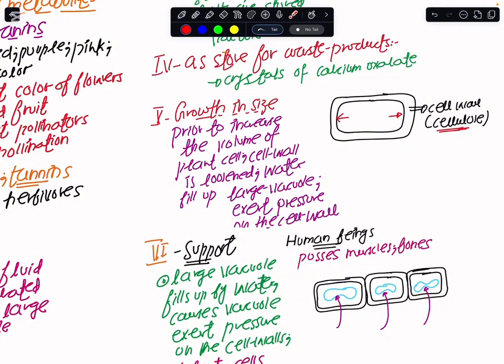So when the cell wall, which is made up of cellulose, loosens up, water would enter into the large vacuole. That large vacuole would now exert pressure on the cell wall, and as a result of that, the cell wall would allow the plant cell to increase in size.